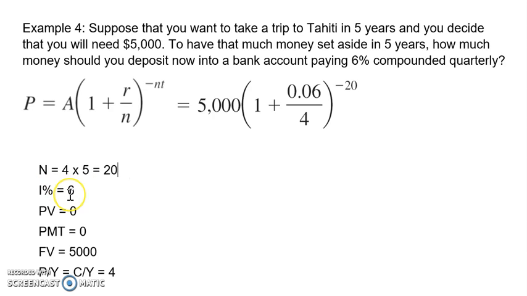I percent is 6%. PV, I do not know. That's what I'm wishing to solve for. PMT is 0. The future value or future savings goal that I want is 5,000. And the payments per year and compoundments per year are equal to 4 because this is quarterly compoundment. So when I enter all that into my TVM solver on my calculator, on the TI, I'm going to put my cursor next to PV and press the green alpha button and then the enter key.